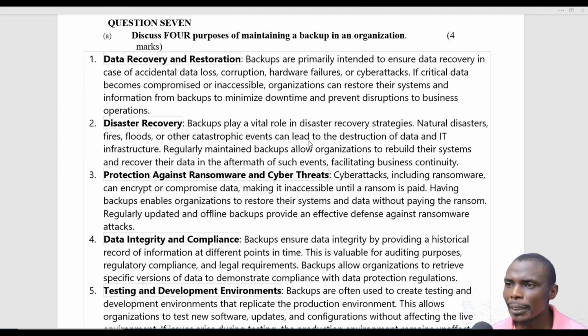Discuss 4 purposes of maintaining a backup in an organization. So we all know this is data backup. So the first one will be data recovery and restoration.